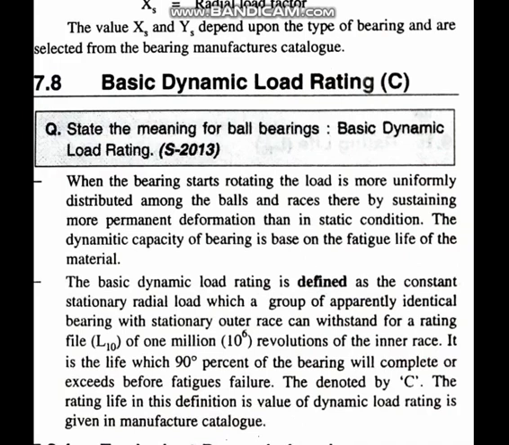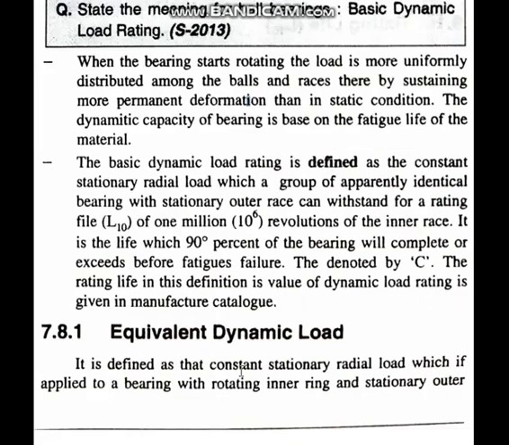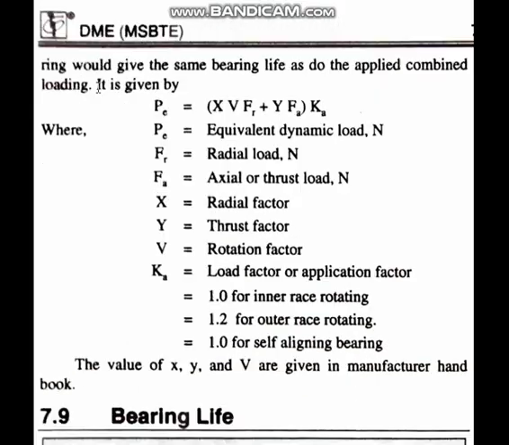manufacturer's catalog. The equivalent dynamic load is defined as the constant stationary radial load which, if applied to a bearing with a rotating inner ring and a stationary outer ring, would give the same bearing life as the applied combined loading. You see, this P_E is the equivalent dynamic load in newtons, which is given by this relation: (X V F_R + Y F_A) K_A.